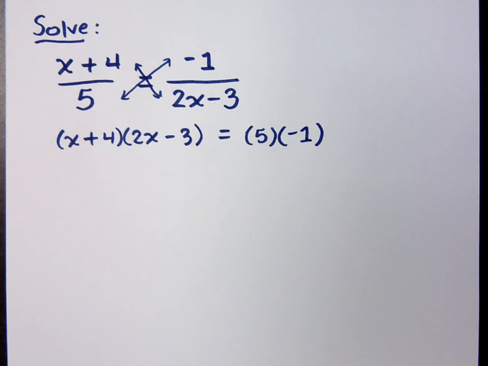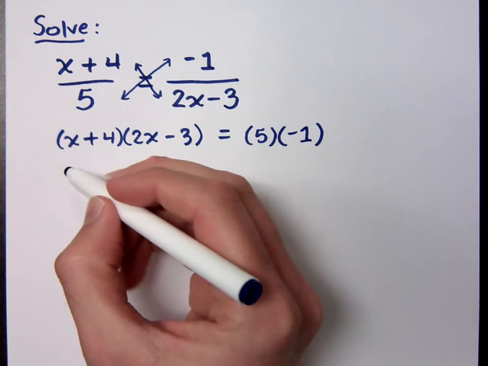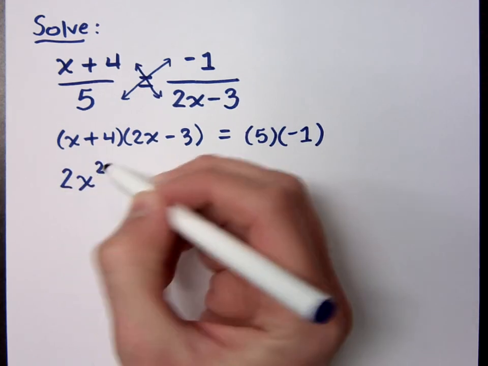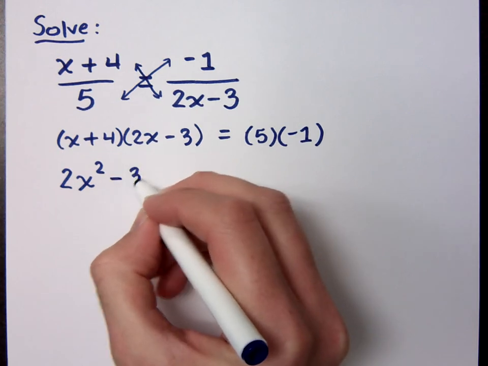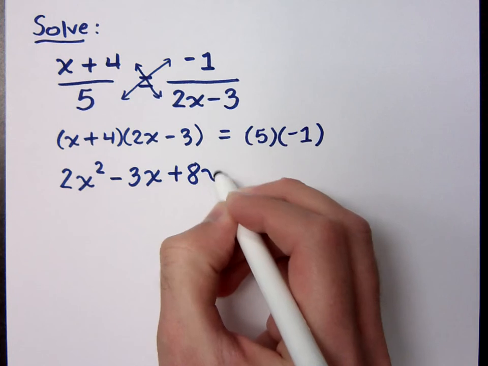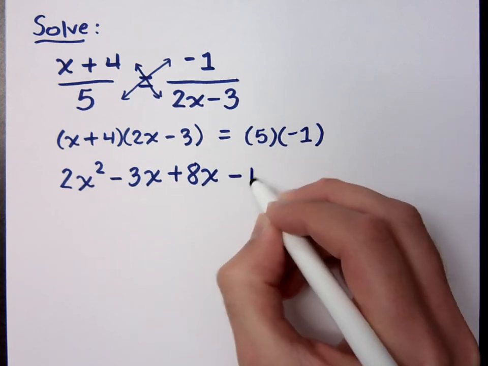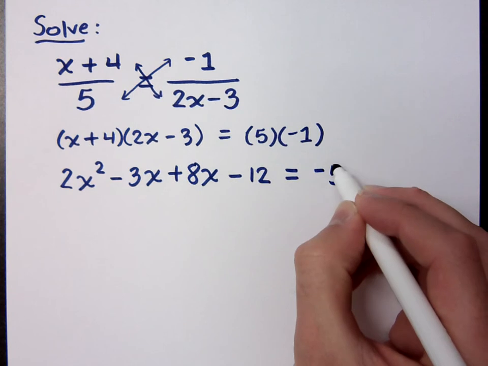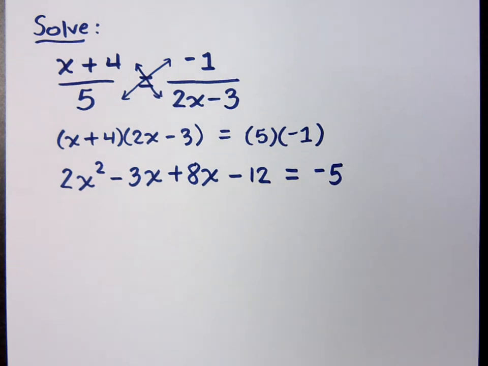Are you guys with me on this? So let's multiply the stuff out on the left. What do we have? 2x squared. Okay. Minus 3x plus 8x minus 12 is equal to negative 5.